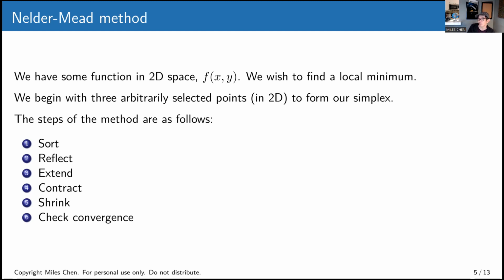If you're in a higher dimensional space, you can just start at some arbitrary location and then add 1 to each of the different dimensions or something, okay? And then the steps are: sort, and then you'll do one of these 4 things: reflect, extend, contract, or shrink, okay? And then after you do that, you'll check for convergence, and then you repeat. At each iteration, you'll do one of these 4 actions, okay? You'll check for convergence, and you start off by sorting the points.